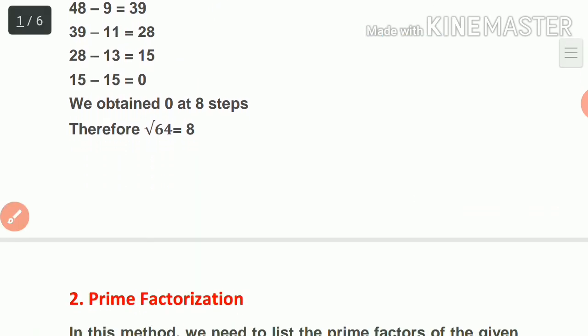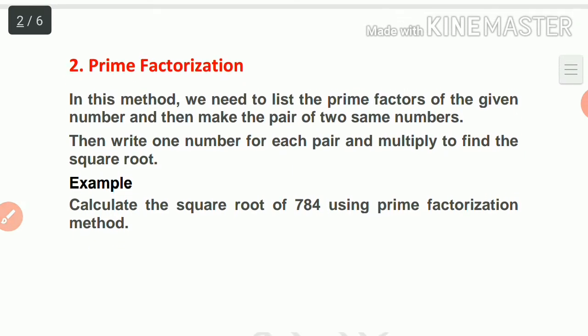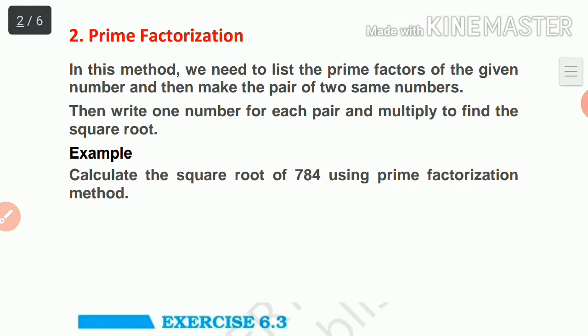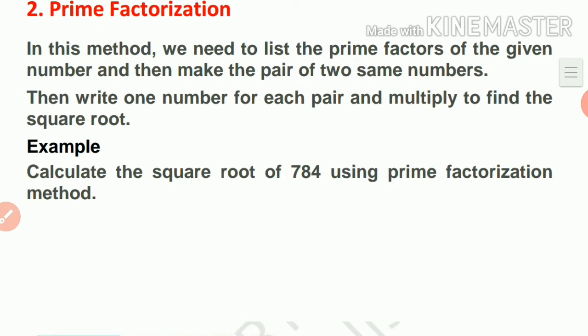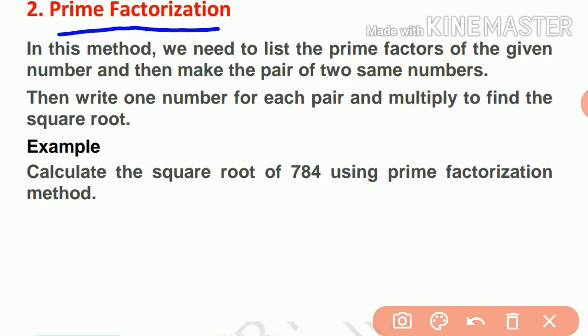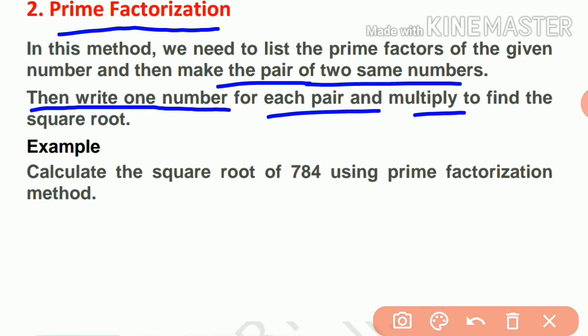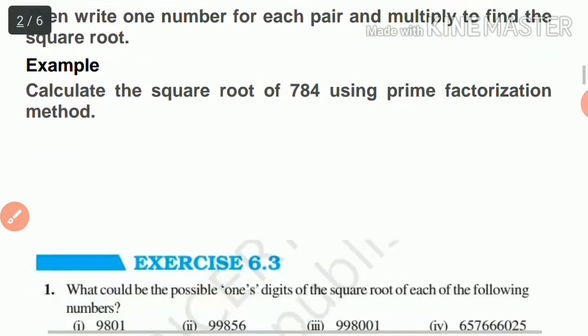Next method is the prime factorization method. In this method we factorize the given number. We list the prime factors of the given number and then make pairs of two same numbers. Then we write one number for each pair and multiply them to find the square root. This method will be clear by example.